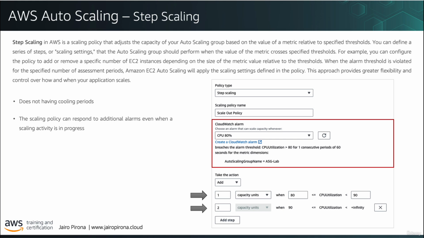So, these are examples of the 3 dynamic scaling policies, each offering different levels of control and flexibility for managing the capacity of your applications in AWS, and we'll see how to implement each of them in the following classes.